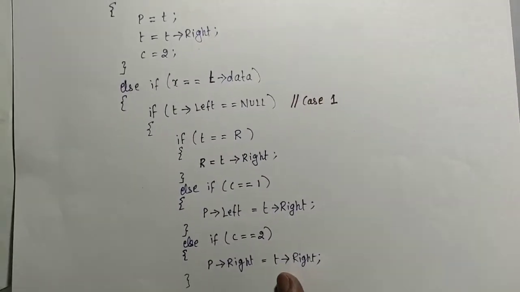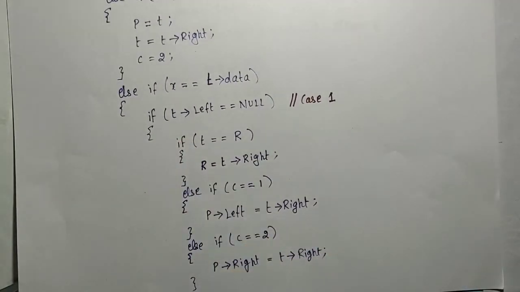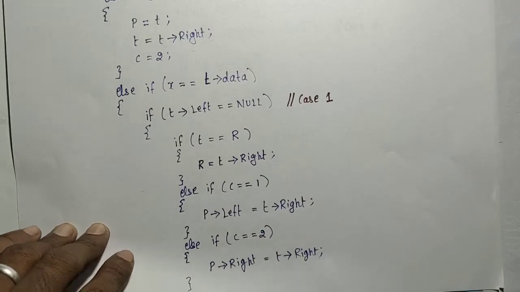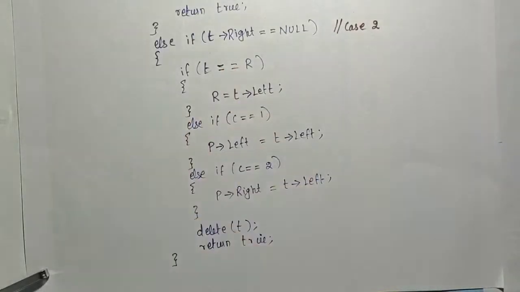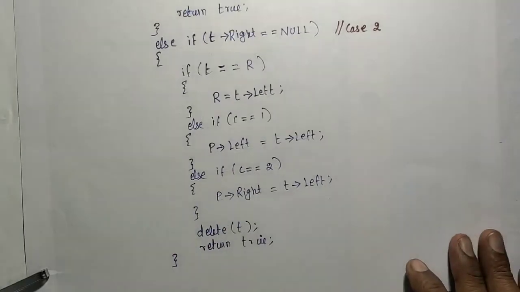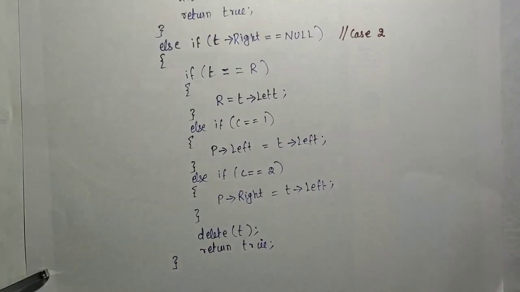So case 1 is T of left and T of right are both null, that is, T is a leaf, correct? Case 2 is T having only one subtree: either only the right subtree, or only the left subtree, which means T of right is null and left is not equal to null. Case 3 is if T is having both left subtree and right subtree.